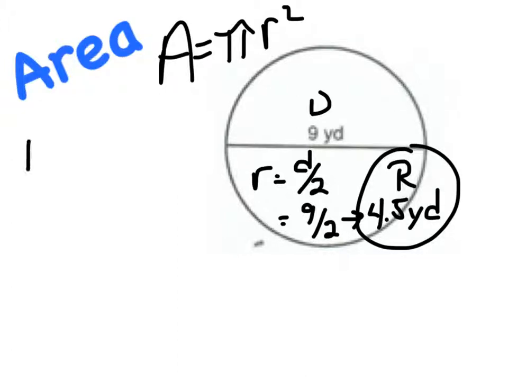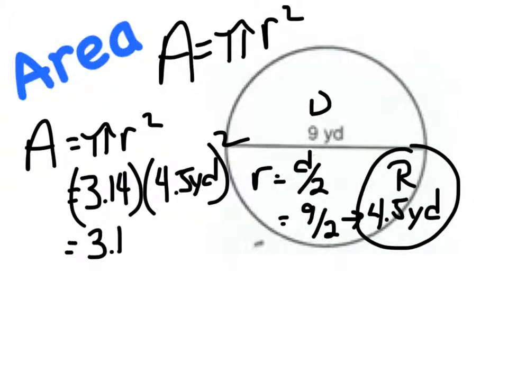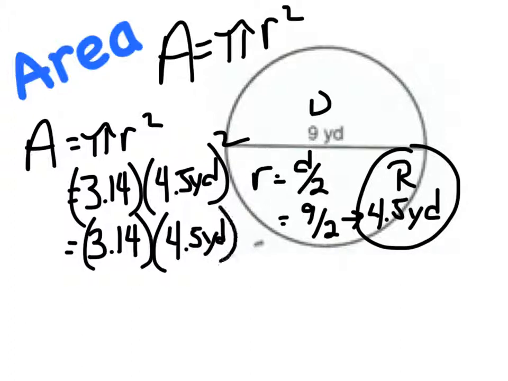So we're going to start again with our formula, pi r squared. We're going to put in 3.14. We're going to put in 4.5 yards, and we're going to square that. So what that ends up looking like is this. When we square something, it's the same number times itself. Get rid of some of this over here. Sorry about that. So we have 2 of the yards squared, because we're going to square it as a part of the problem.